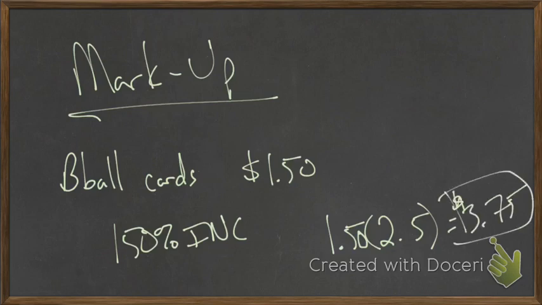$3.75 is how much you get selling. Your chat is blowing up on the right increase. All right, we're chatting on Zoom. There it is, 2.5. It's good stuff. So that would be markup.